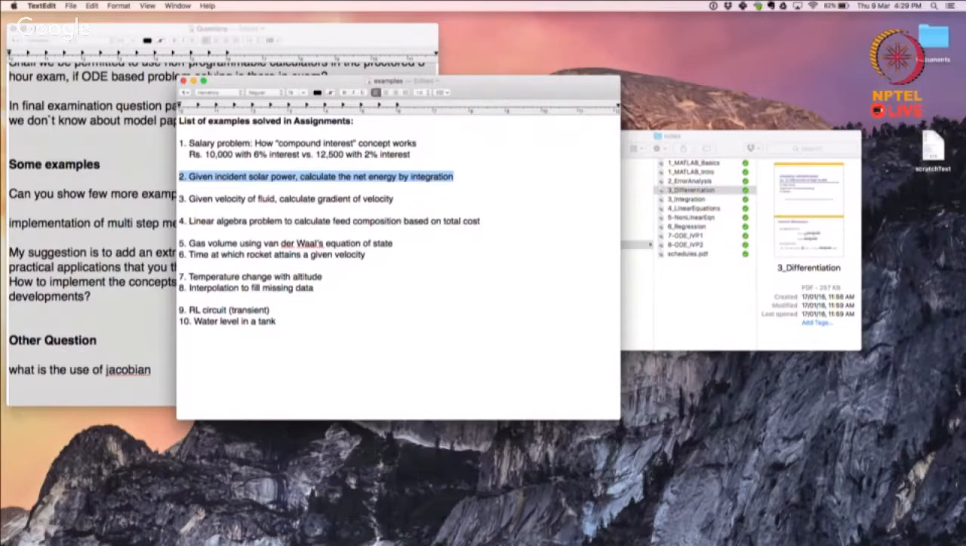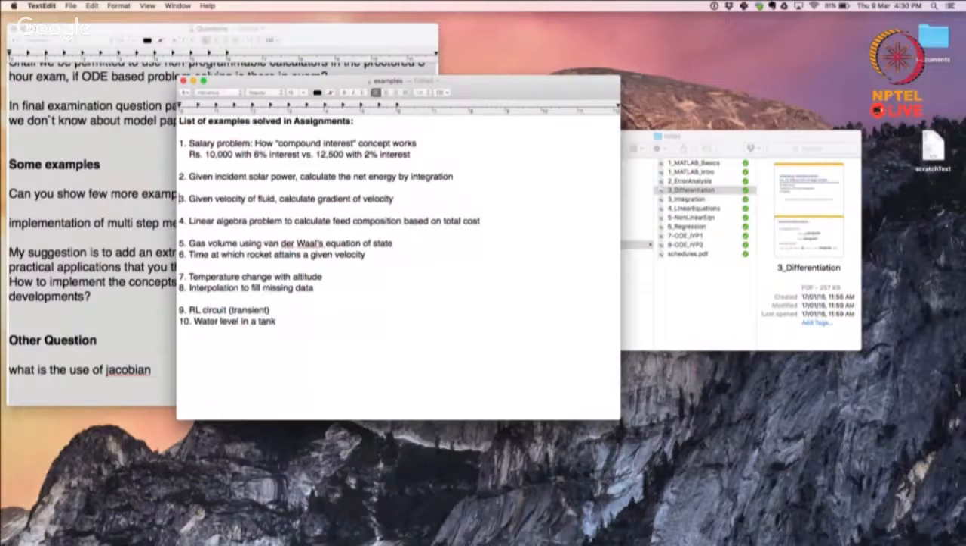The next practical problem was integration. Given the incident solar power, how do you compute the net energy? That was an integration problem. Integration is used quite a bit in several examples. One class of examples is: given a flux, how do you calculate the total amount of that quantity? Given the flux of energy, how do you calculate total energy? Given the flux of material flow, how do you calculate the total amount of flow, and so on. Those problems are calculated using single, double or multiple integrals. So that is one set of problems.